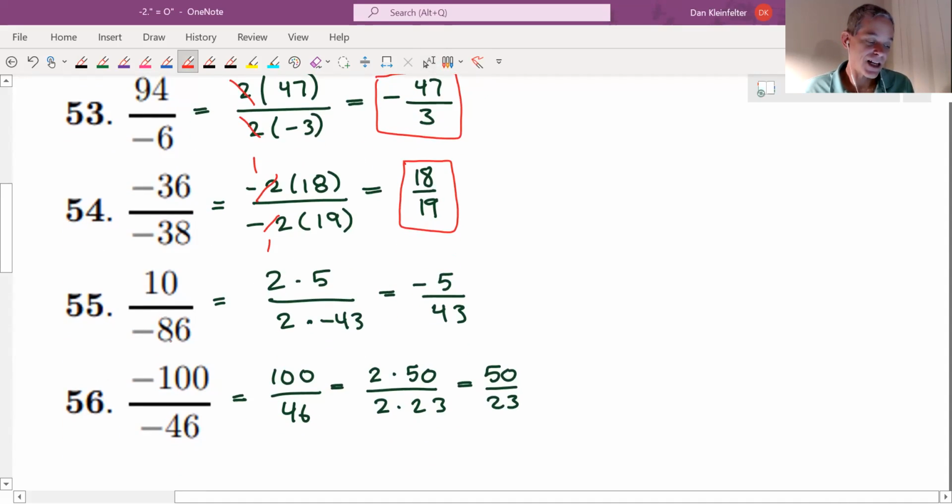Okay, 55, 10 over negative 86. Again, there's a common factor of 2. Unfortunately for our book, they use common factors of 2 a lot. All right, negative 5 over 43, our final answer.